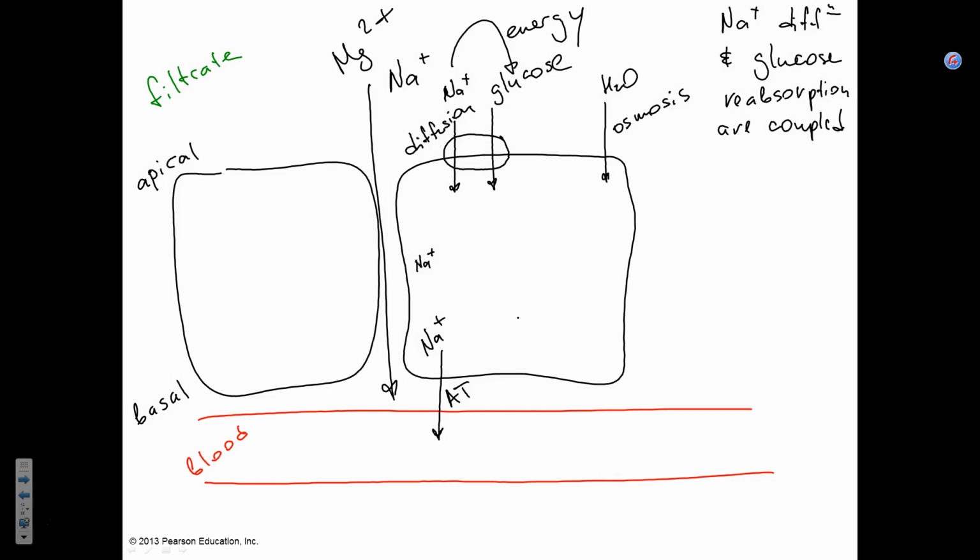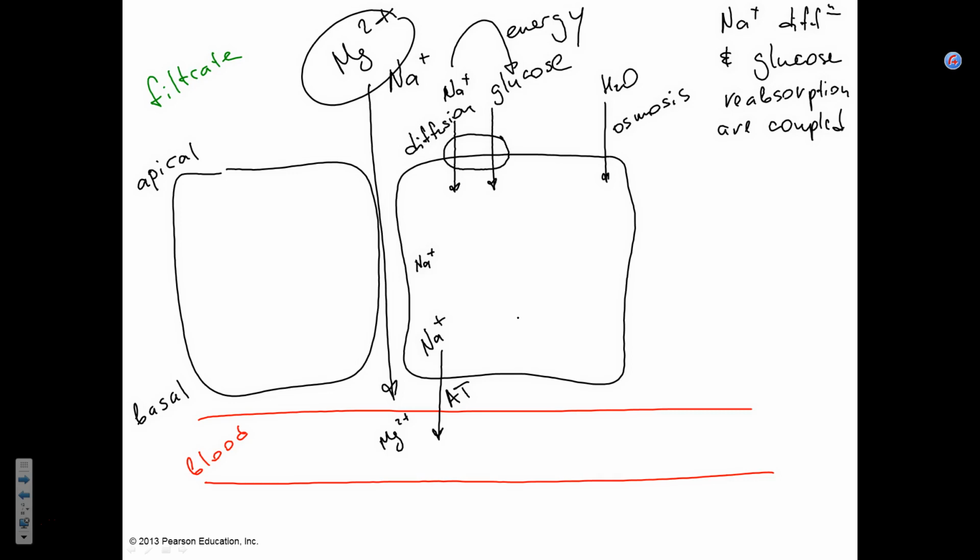That make sense? Okay, so the concentration in the filtrate is up. When water gets reabsorbed, yeah, concentration goes up. So magnesium concentration in the filtrate will start to rise compared to magnesium concentration in the blood. So it will go high to low.